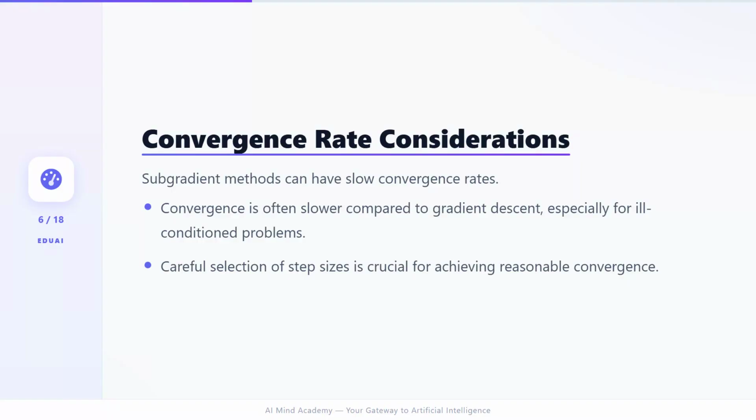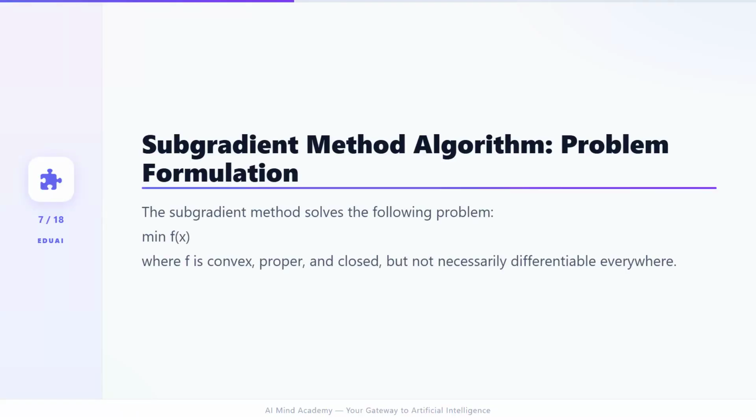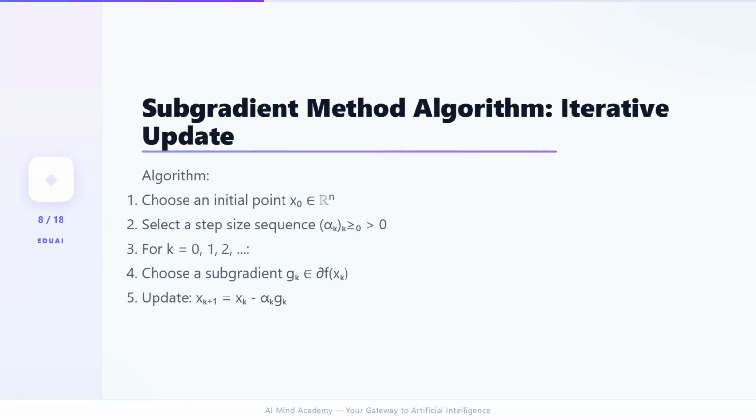The subgradient method is designed to solve optimization problems of the form minimize f(x), where f is a convex, proper, and closed function. Importantly, f is not required to be differentiable everywhere, making subgradient methods suitable for a broader class of problems compared to traditional gradient-based approaches. The subgradient method proceeds iteratively.